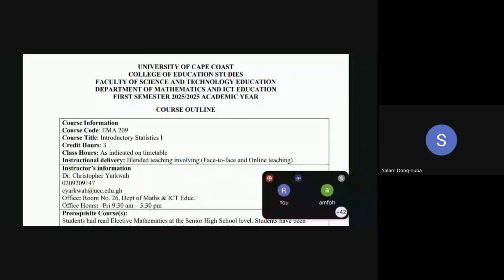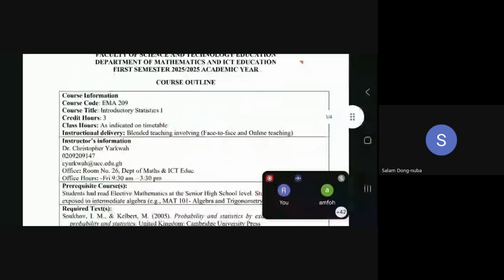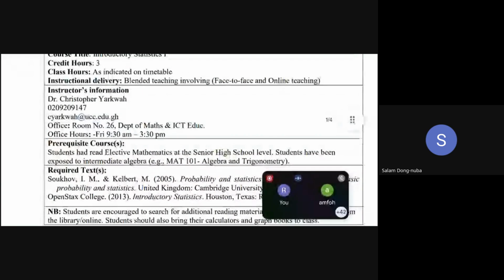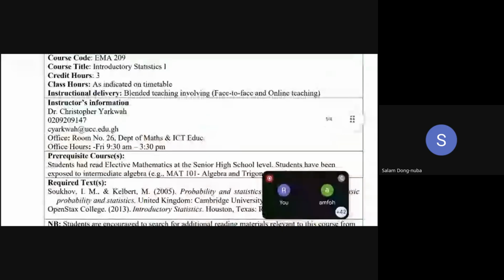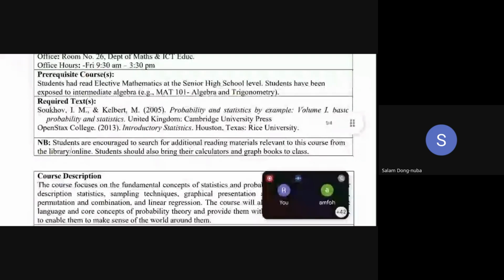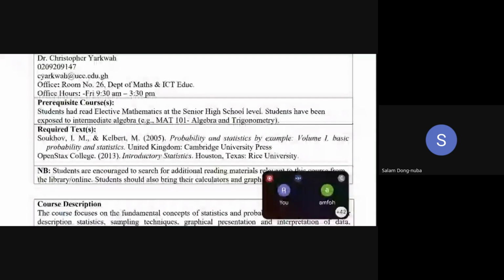So Introductory to Statistics 1, EMA209, that is the course code. What goes into this? With respect to intro stats, we have some course materials that you need. References have been made to the materials that you need here, so you can make reference to it. Just as I said, please do not rely only on the slides. You can download some of these materials, then make use of them.